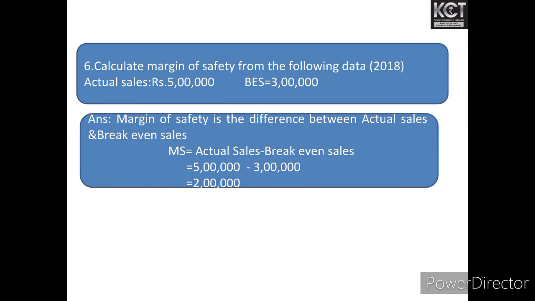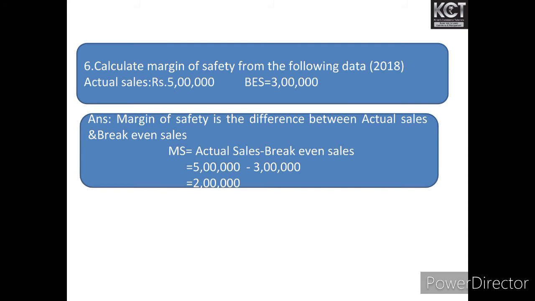Sixth one, calculate margin of safety from the following data, and this question appeared in 2018 question paper. Actual sales is given 5 lakh and break-even sales is 3 lakh. So by using these two pieces of information, we are going to calculate the margin of safety. Usually the margin of safety is the difference between actual sales and break-even sales. Therefore, margin of safety equal to actual sales minus break-even sales.